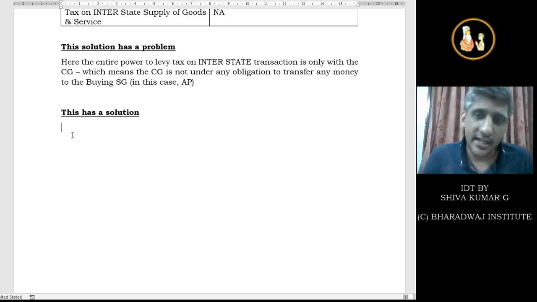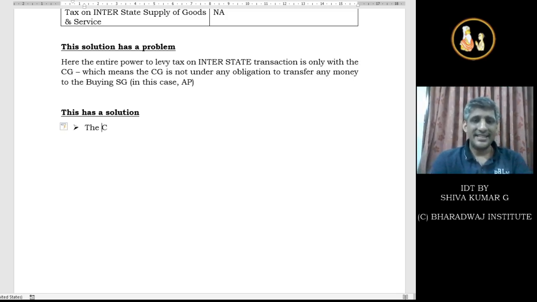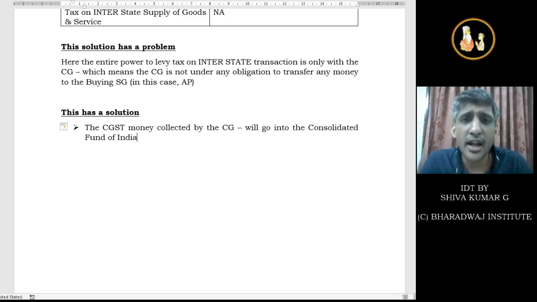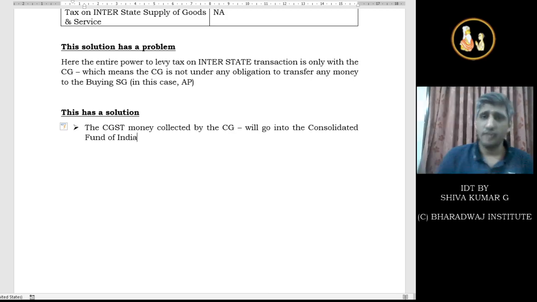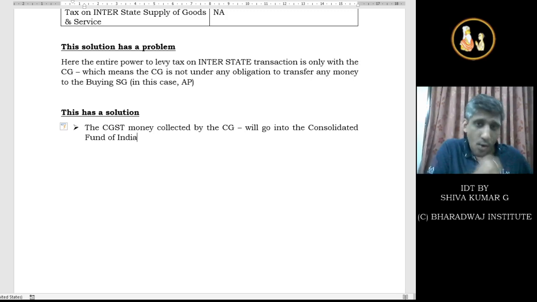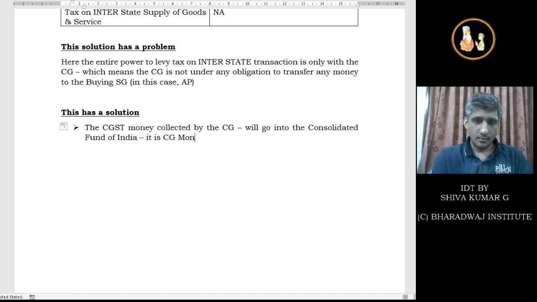Sir, can you explain once more? I will tell you. The CGST money collected by the central government will go into the Consolidated Fund of India. You can go to a Google search for the Consolidated Fund of India. It goes into the pocket of the central government. Which means it is central government money. Meaning, the central government can do whatever it wants with that money.